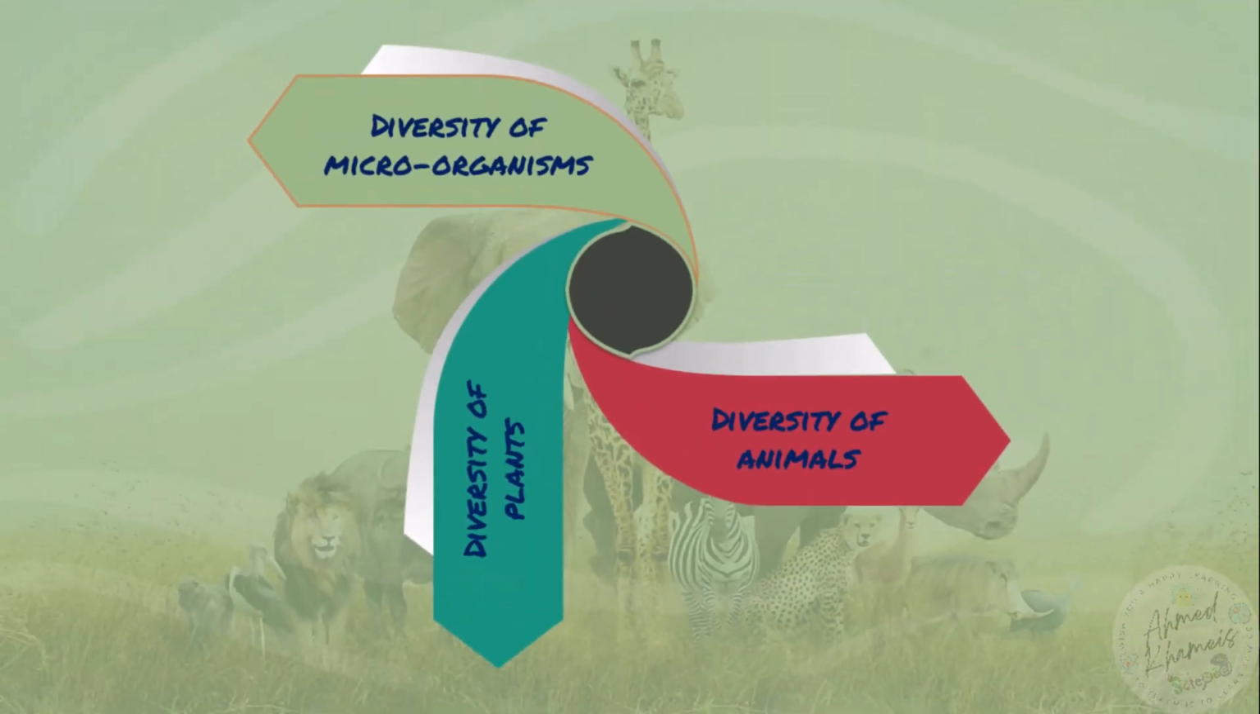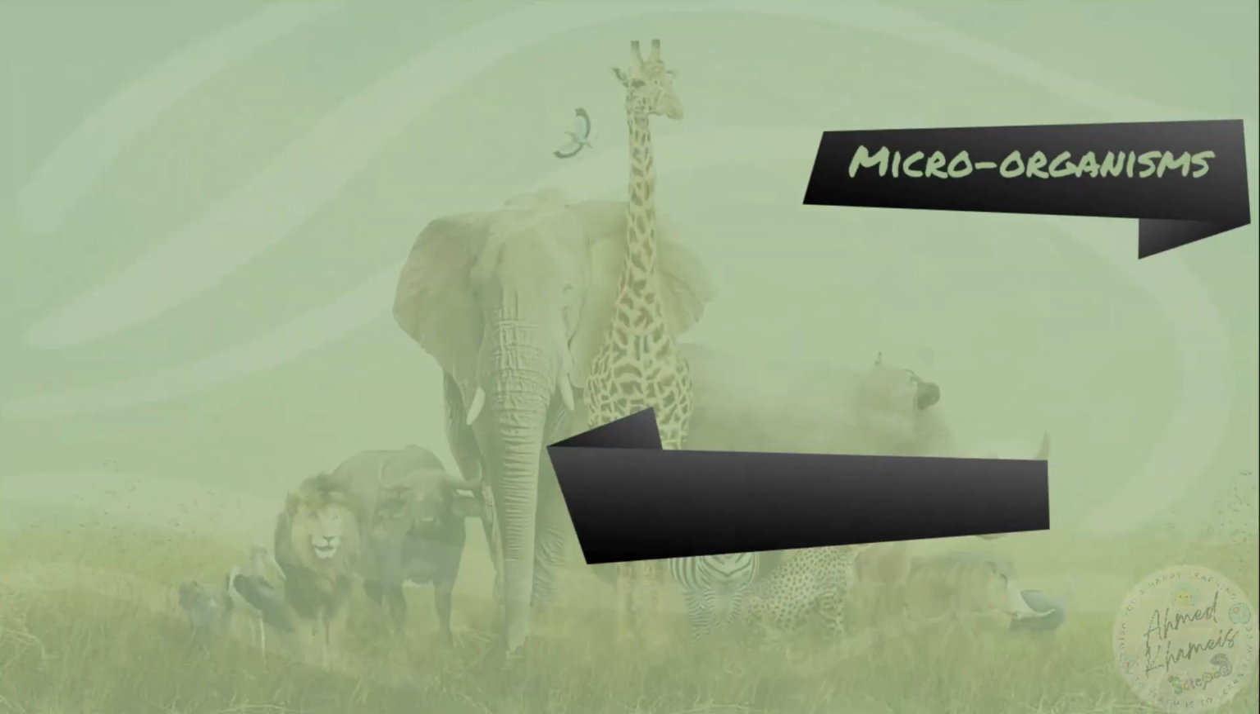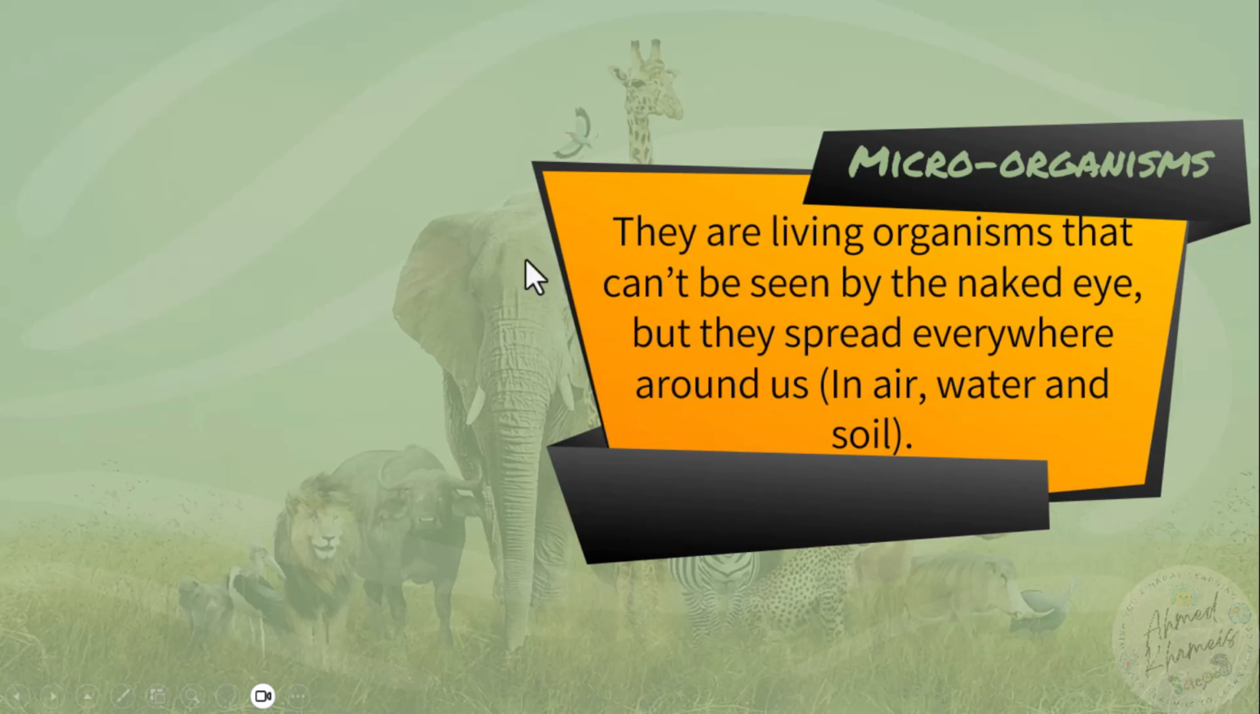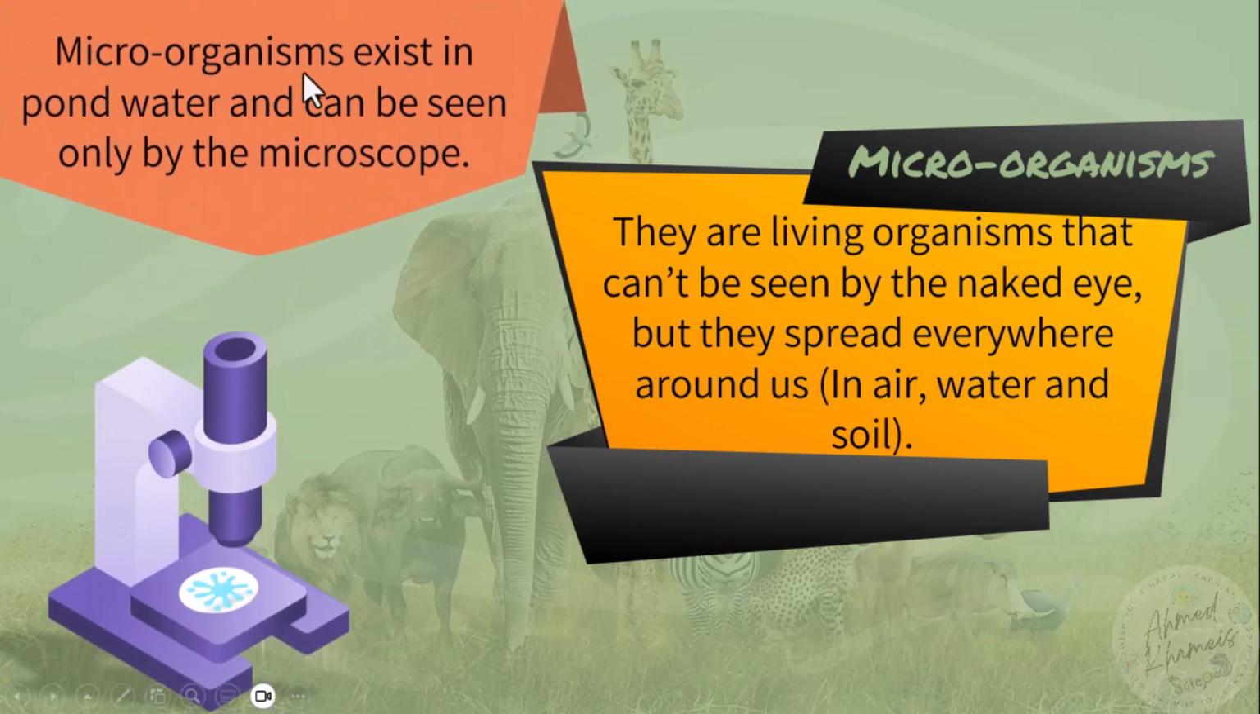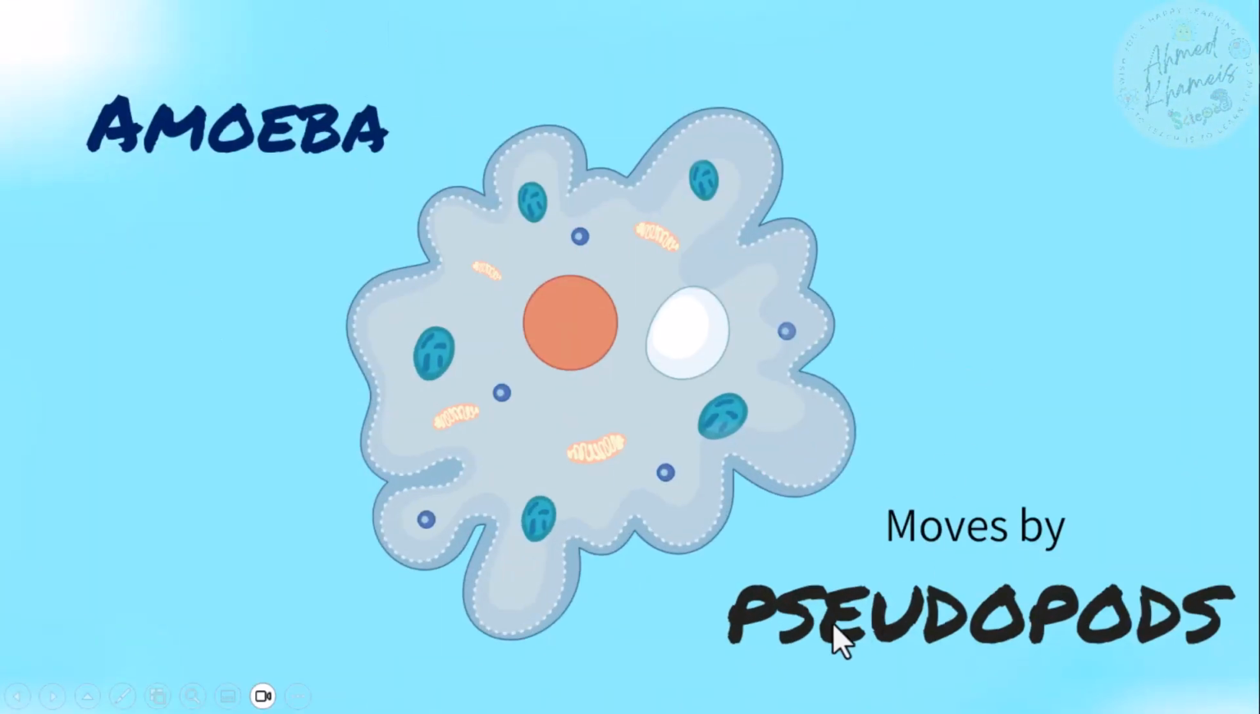So the diversity of microorganisms. But first, what are microorganisms? Microorganisms are living organisms that can't be seen by the naked eye, but they spread everywhere around us in water, air, and soil. Microorganisms exist in pond water and can only be seen with the microscope, like amoeba, which moves by pseudopods, meaning false legs.